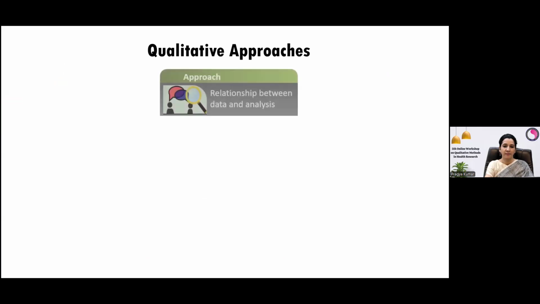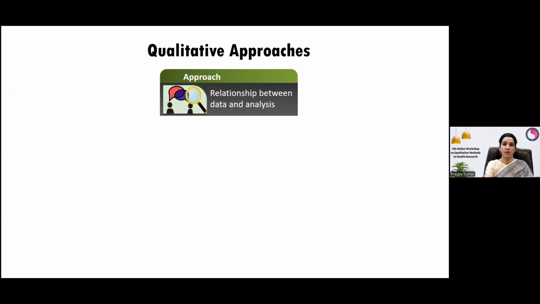Thank you. So now, in this session, we'll discuss the various qualitative approaches. In the first session, you became clear about what qualitative research is all about. Coming to the approaches, many of you must have heard of grounded theory, phenomenology, ethnography and so on. We'll see how one approach is different from the other and how to differentiate.